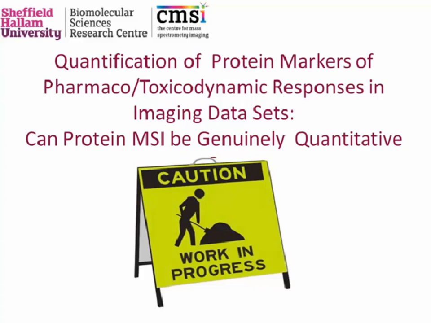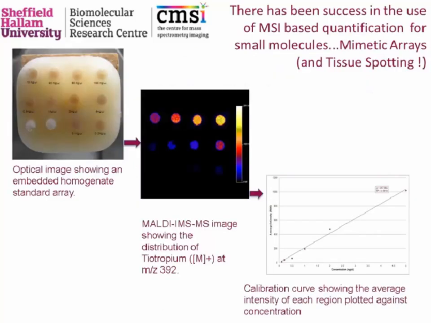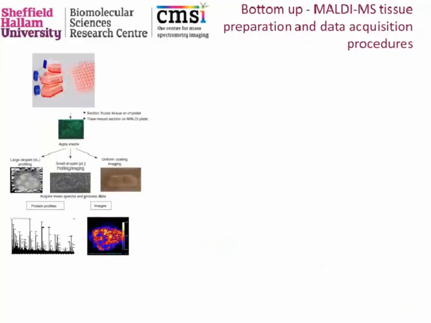And I've put a health warning here on these next few slides, because this is definitely work in progress with no conclusion drawn at the moment as to how quantitative it actually is. But as we've seen from the previous sets of data, there has been success in using mass spec imaging for quantification. And I really do want to emphasize that, this idea that mass spec imaging isn't quantitative is an urban myth. For small molecules, there's a lot of papers out there showing how tissue spotting and the use of mimetic arrays can be used to generate good quantitative data from the mass spec images. So more of a question is, how can we do this for proteins?